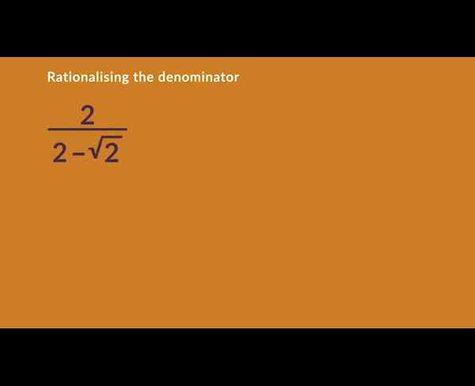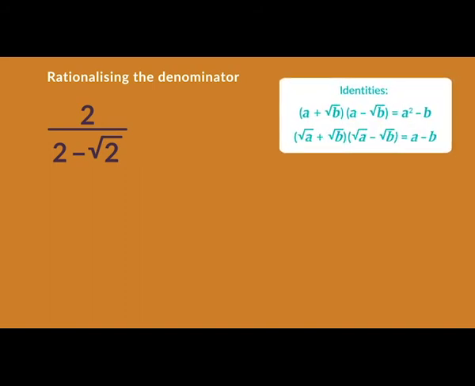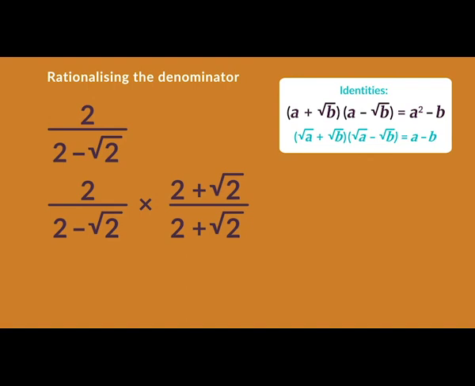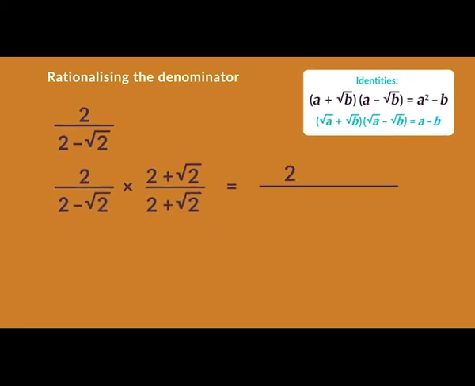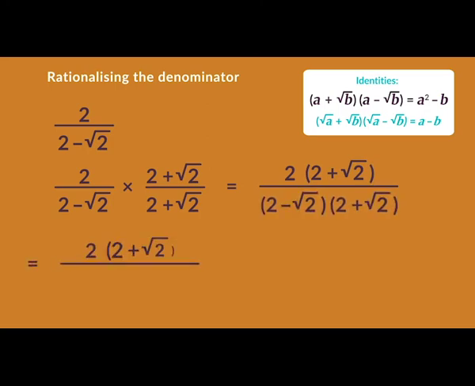In these cases, we need to use two identities based on algebraic identities. Here they are. So in our example, we know we need to multiply by 2 plus root 2. We can use the identity to get the denominator in one step, but let's work through it to show why we get this result. The numerator will simply be 2 times 2 plus root 2 in brackets. Then the denominator is the product of the two brackets.